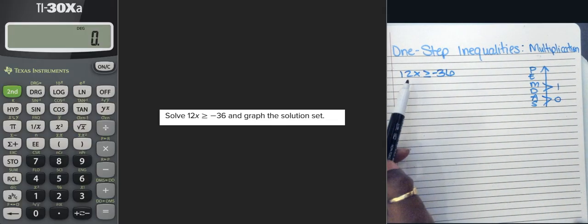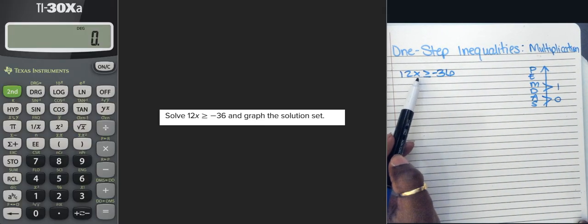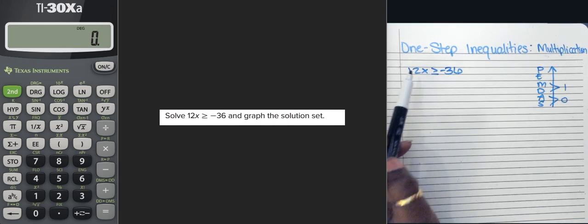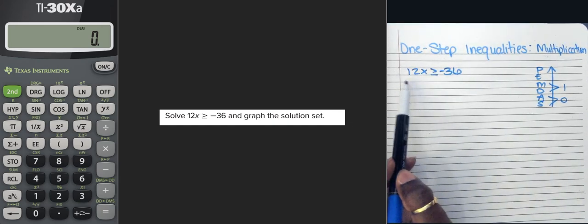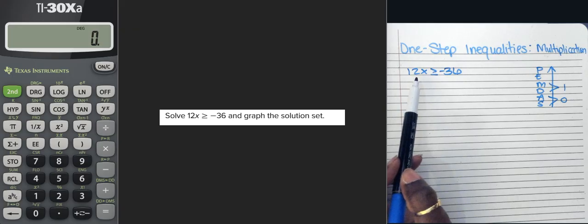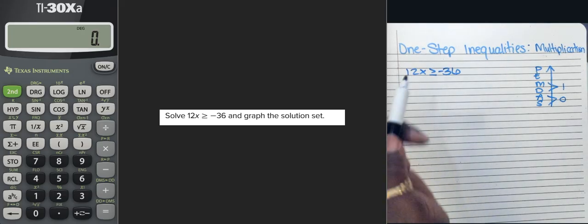All right, so I see that x is not isolated. And so remember, if it's not isolated, we need to figure out why. What operation is keeping the x from being isolated? And so I see that we're multiplying 12 times x. And so in order for me to undo the multiplication, I need to use my inverse operation.